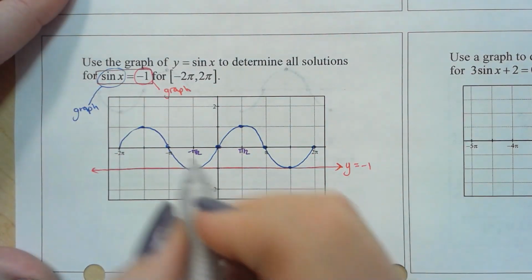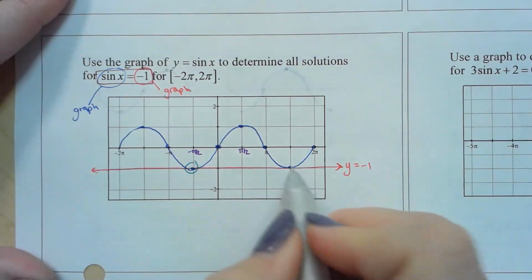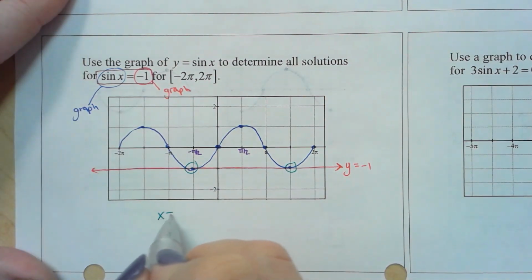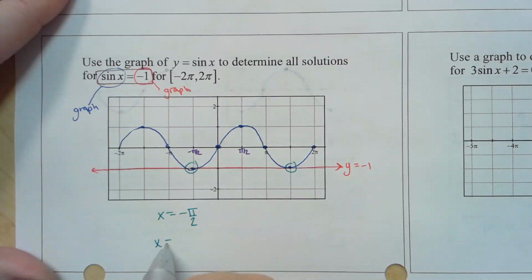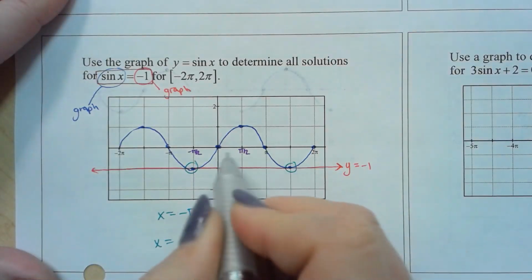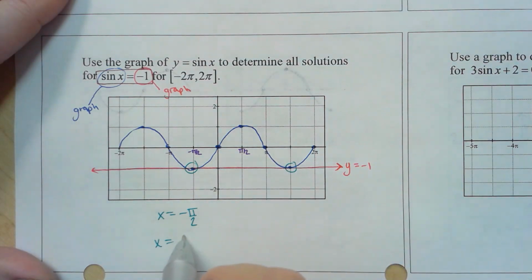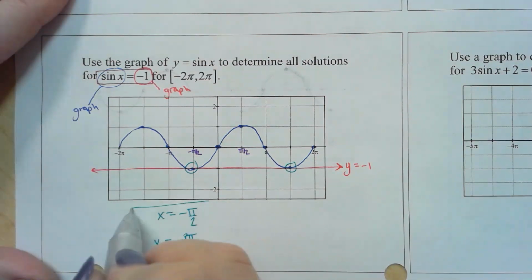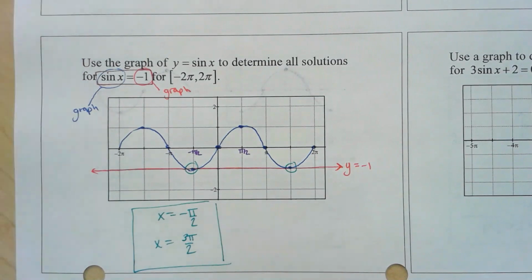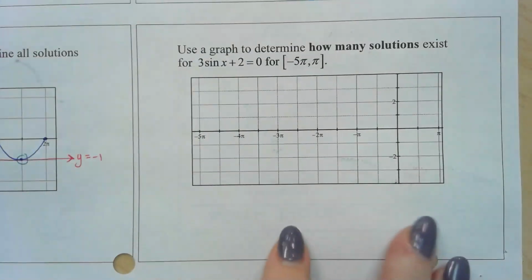Well, I want to know when they're equal, when they intersect. That happens at negative pi over 2. And then this one, let's see if this is 1 pi over 2. That's 1 pi over 2, 2 pi over 2, 3 pi over 2. Just like we count around the unit circle, we can count subdivisions on an x-axis. Okay. All right, last one.